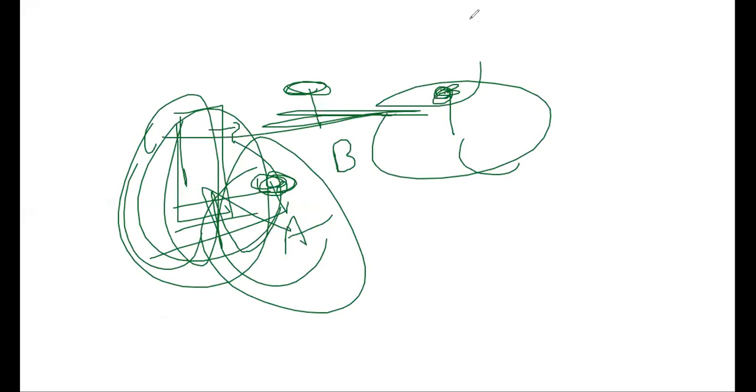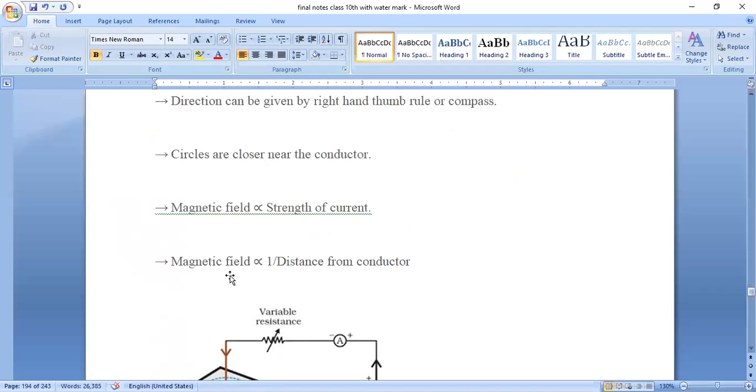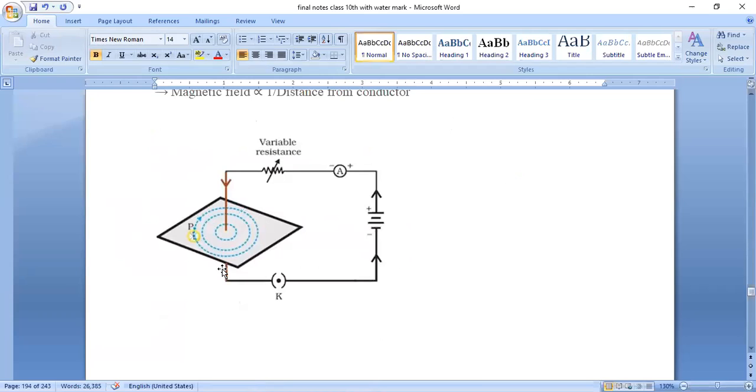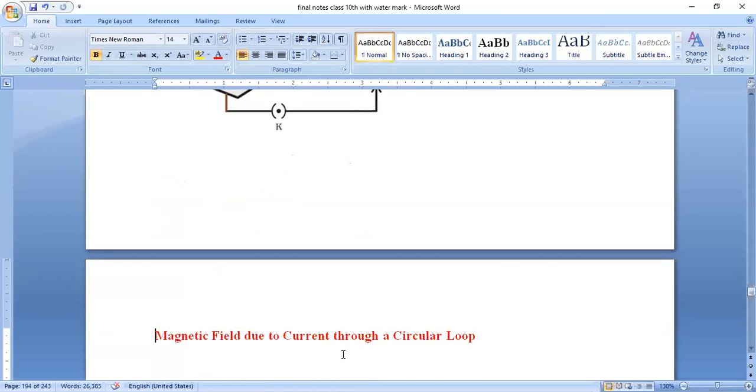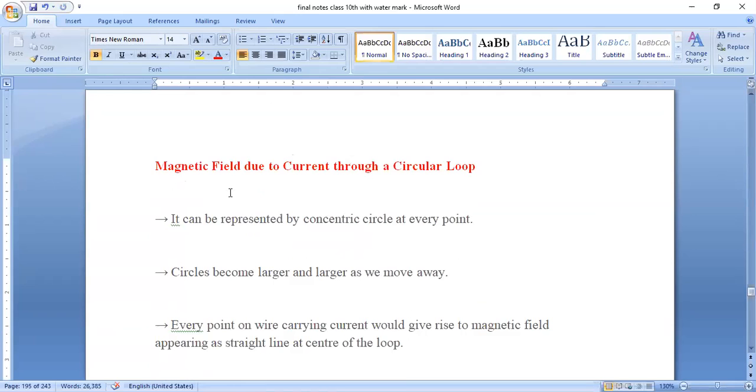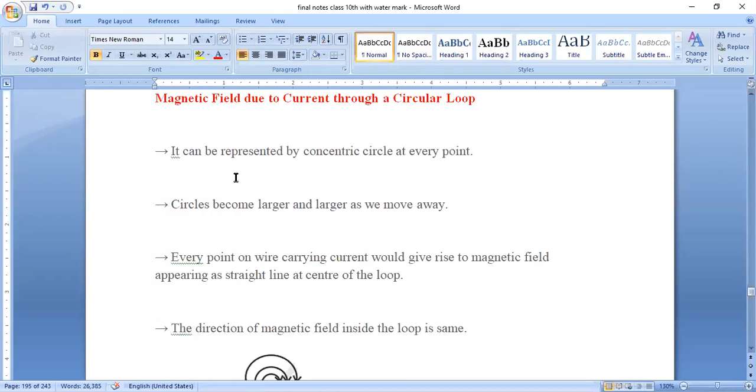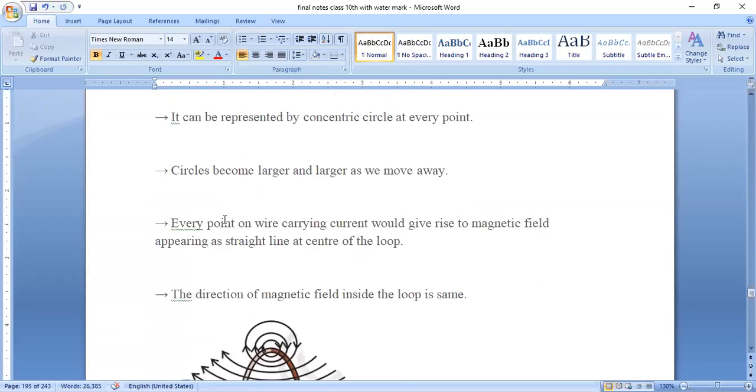Yes sir. This point you have to understand very carefully. So this is about the magnetic field due to a current carrying conductor, which is a straight current carrying conductor. So this may come in the exam, very important concept. So next is magnetic field due to current through a circular loop. It can be represented by concentric circles at every point. Circles become larger and larger as we move away.